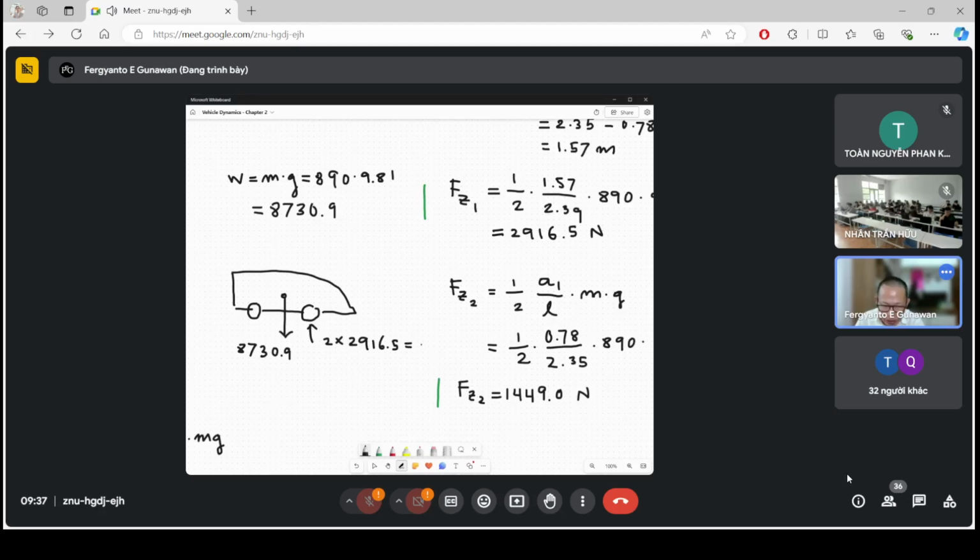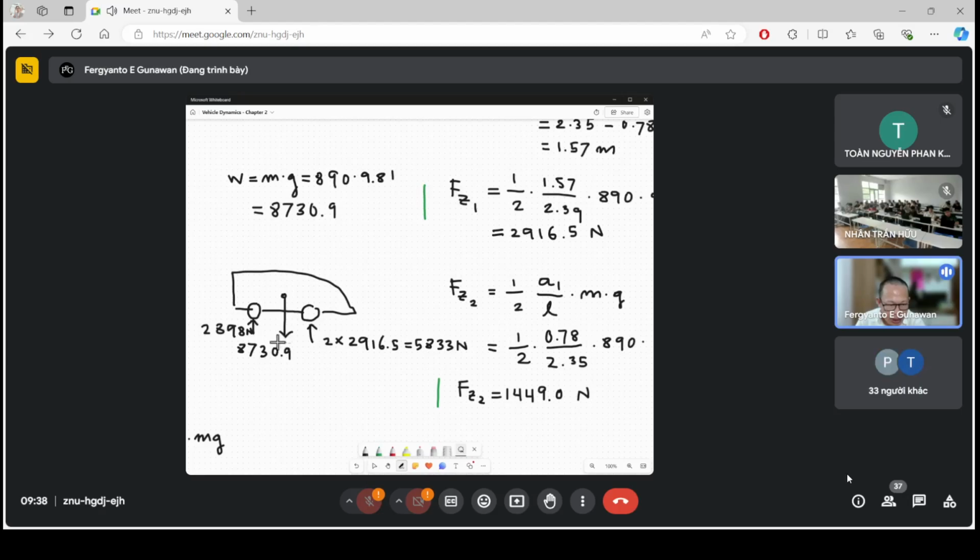Okay, and this one is 2 comma 29, so 16.5. This one would be 5,833 Newton, and up here on this side, it will be 1449.0 times 2. It will be 2,898 Newton, right?